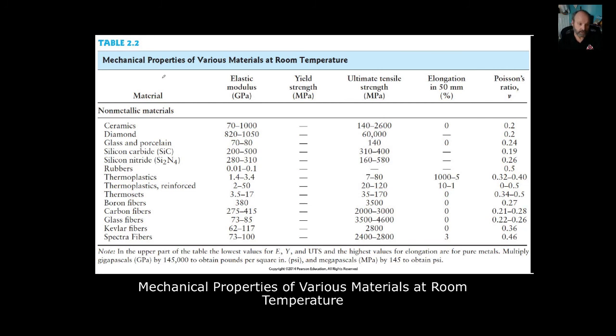Okay, so again, elastic modulus for different materials. We got ceramics and diamond. Kevlar, right? Those kind of things. Kevlar is very flexible. That's what this means. And diamonds are very stiff. Ultimate tensile strength. Okay, diamond is super high. 60,000 megapascals, right?